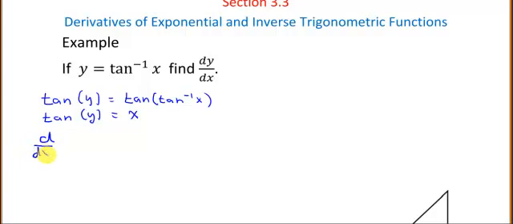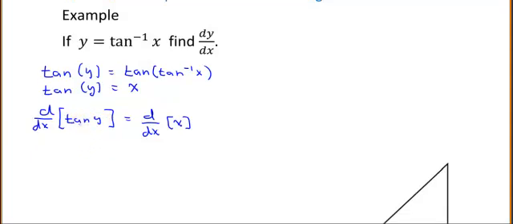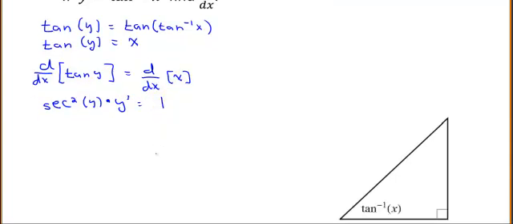So the derivative with respect to x of the tangent of y is equal to the derivative with respect to x of x. And remember, y is a function of x. Y depends on x, so we have a composite function. Tangent of y, tangent is the outside function, y is the inside function. Using the chain rule, we'd have the derivative of the outside function. The derivative of tangent is secant squared, evaluated at y, at the inside function, times the derivative of y is equal to the derivative of x, which is 1. This should be getting to be kind of familiar stuff by now.